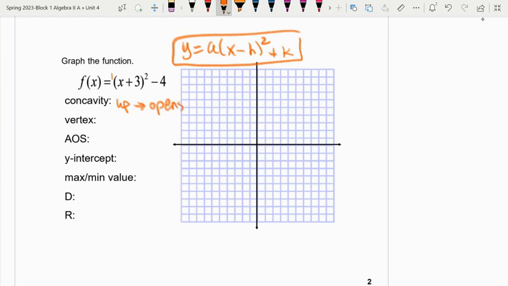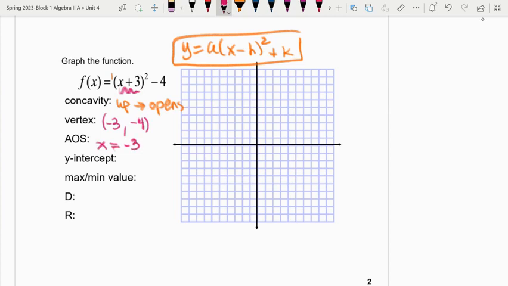The vertex will be the opposite of what's here. If it says plus 3, my vertex is negative 3. And this stays the same, negative 4. So my axis of symmetry will be x equals the x value of the vertex, so negative 3.